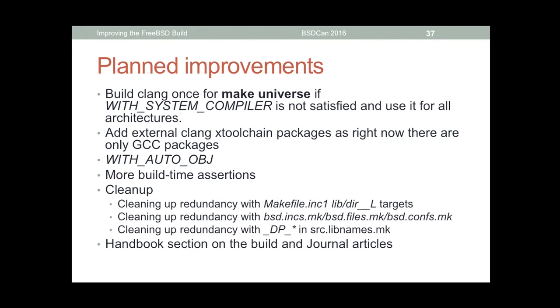So another planned improvement I have along the line of make with system compiler is to make universe build Clang once, always. That change really shouldn't be that hard. I plan to do that in the next few weeks. I want to add some external Clang toolchain packages. Get auto object in, add more build time assertions, cleaning up a lot of the redundancy we have in the tree. We have things that are defined twice in two different places, and I have a lot of ideas for that. I want to clean up the dependency graph chaos we have in Makefile.inc1 and use some of the data and metadata we have already in the tree.